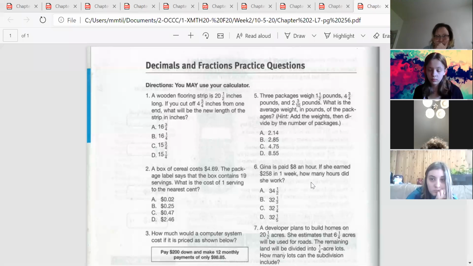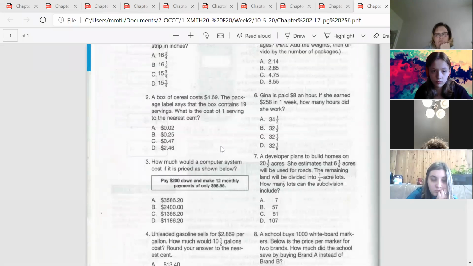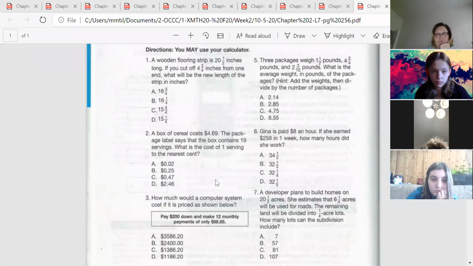So having said that, let me share then. Okay. So I'm asking you to do all the odd ones, okay? Let's look at number 2. A box of cereal costs $4.69. The package label says the box contains 19 servings. What is the cost of one serving to the nearest cent?